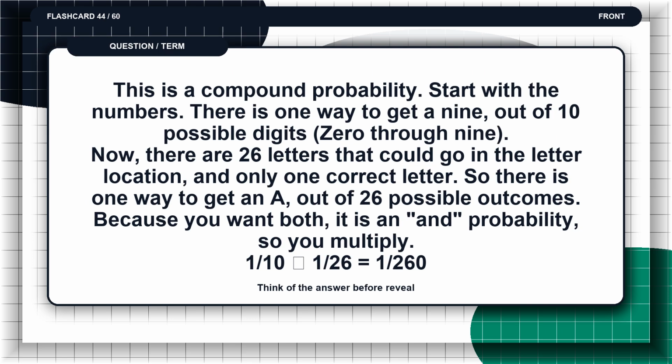Flashcard 44. This is a compound probability. Start with the numbers. There is one way to get a 9 out of 10 possible digits, 0 through 9. Now there are 26 letters that could go in the letter location, and only one correct letter. So there is one way to get an A out of 26 possible outcomes. Because you want both, it is an and probability, so you multiply 1/10 times 1/26 equals 1/260. Think of the answer before the reveal.